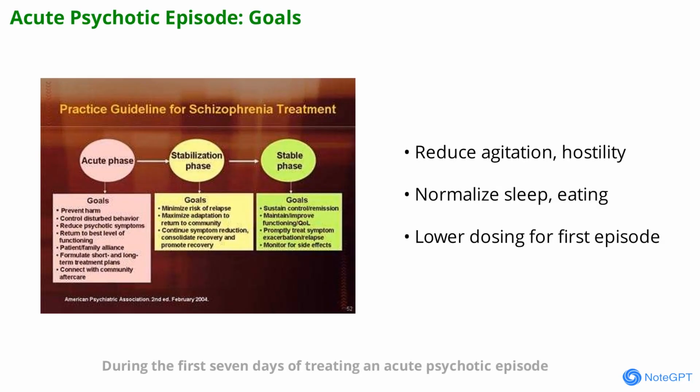During the first 7 days of treating an acute psychotic episode, the main goals are to decrease agitation, hostility, combativeness, anxiety, tension, and aggression while normalizing sleep and eating patterns. In first episode patients, who are more sensitive to side effects, dosing should be about half that used in chronically ill individuals. Monitoring for medication adherence and side effects is essential.